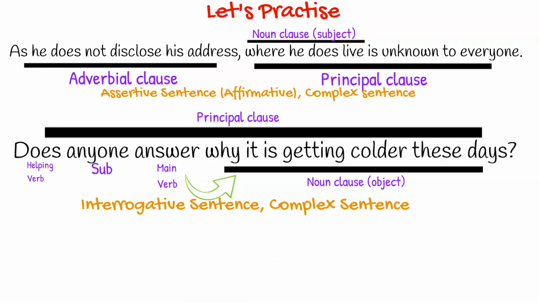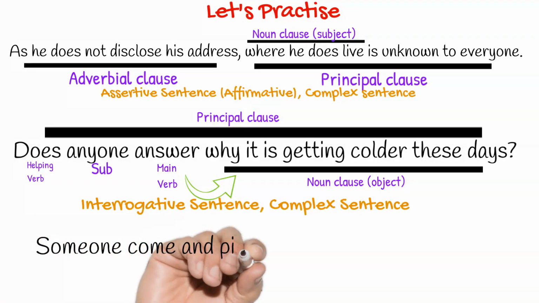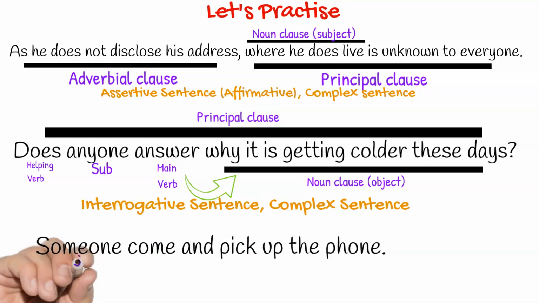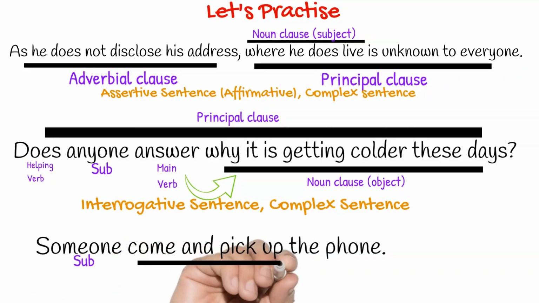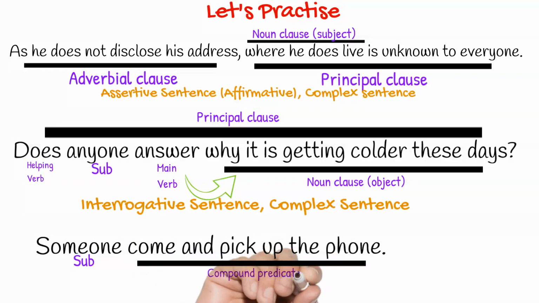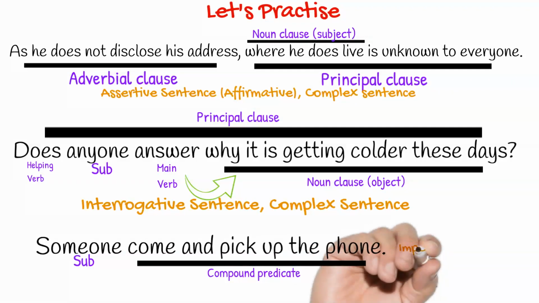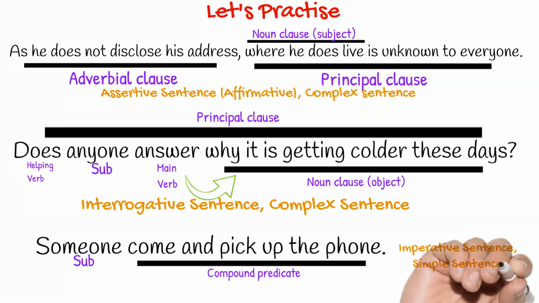Someone come and pick up the phone. Someone is the subject. And, come and pick up the phone is the compound predicate. Subject and compound predicate form the simple sentence. Please click on the I button to learn more regarding the subject, predicate, compound predicate, etc. As per functionality, it is an imperative sentence. Here as per structure, it is a simple sentence. Here, the speaker commands someone to come and pick up the phone.